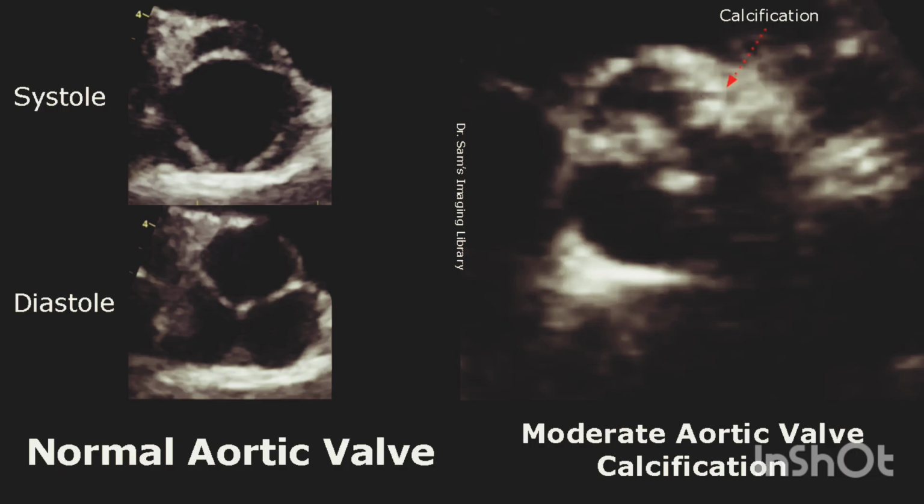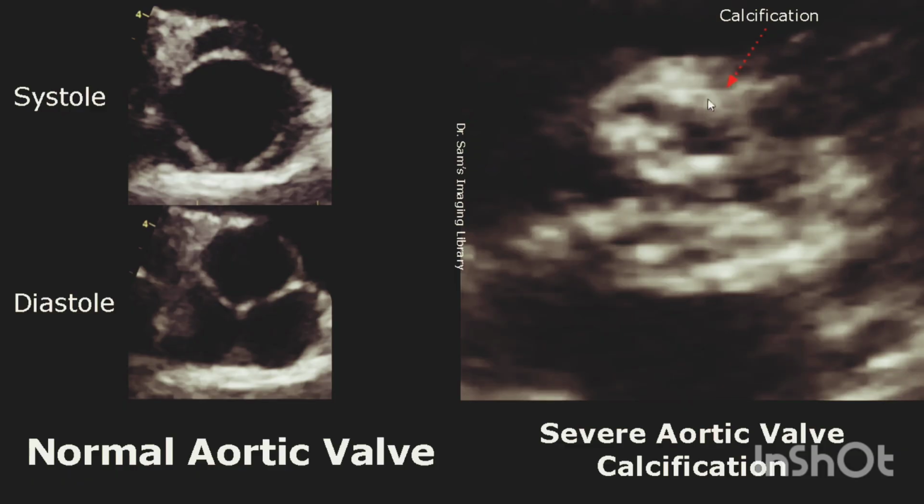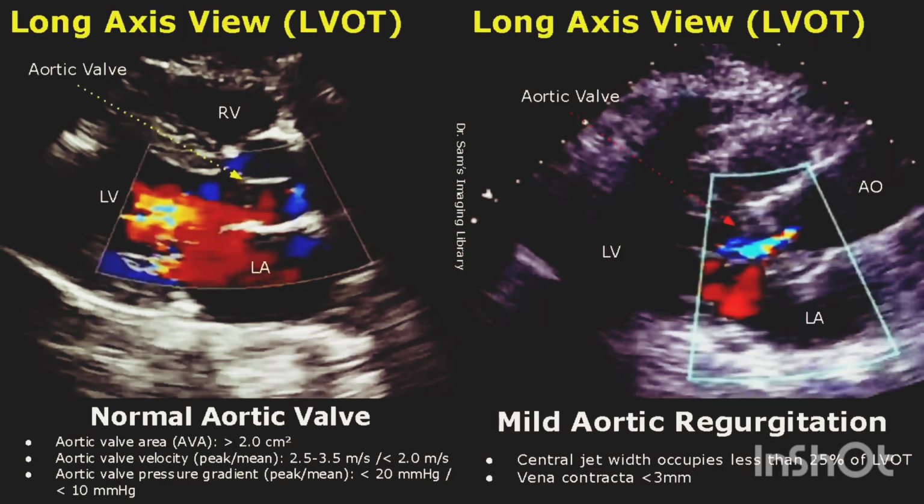This image shows severe aortic valve calcifications. The entire valve is filled with hyperechoic calcifications. In aortic regurgitation, the aortic valve does not close properly. This causes blood to flow back into the left ventricle from the aorta during diastole.